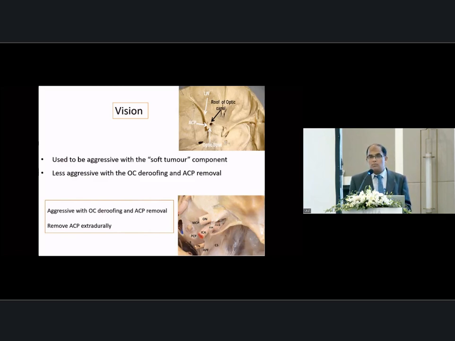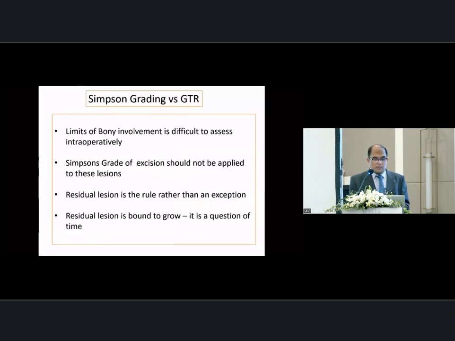So those are the two most important lessons I have learned regarding proptosis and visual complaints, which are the two most common presentations of sphenoorbital meningioma. Aggressive bony removal is needed, because the bone also contains tumor, and it is the bony encasement which causes visual complications.